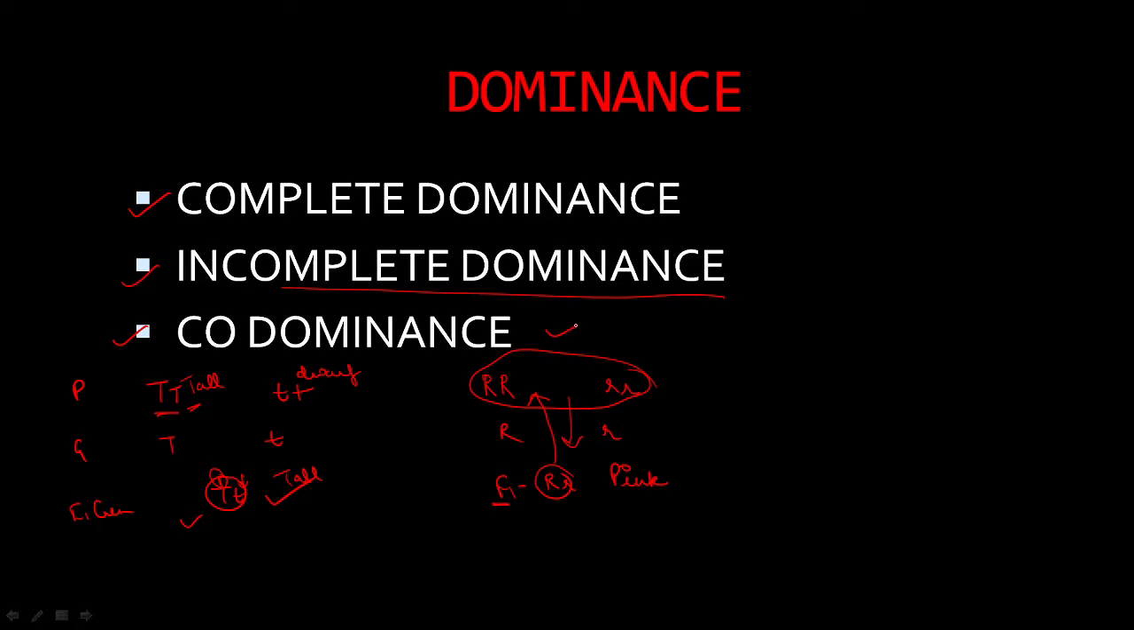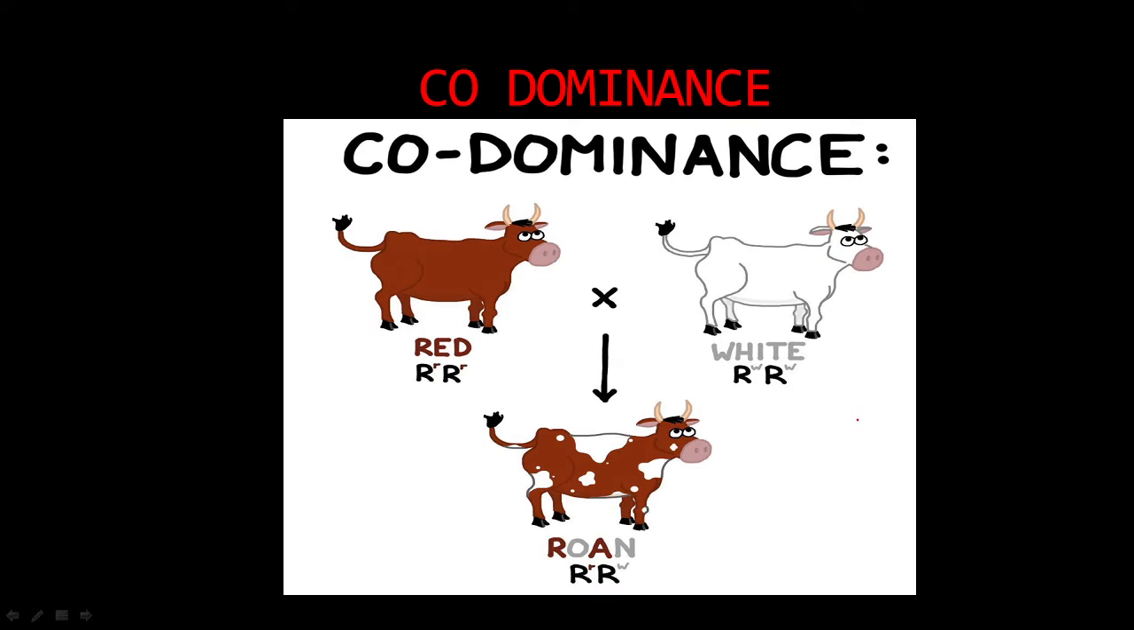But when we talk about codominance, here you can see the progeny in F1 generation is similar to both the parents. Okay, here the progeny is similar to both the parents. दोनों parents जैसे ही दिखता है. So let's see the example here.